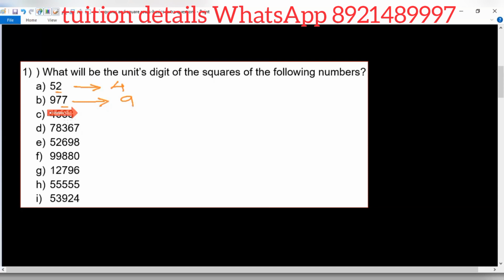Next comes this number. Here the last digit is 3. 3 into 3 is 9. So the last digit of the square number will also be 9. Here the last digit is 7. 7 into 7 is 49.